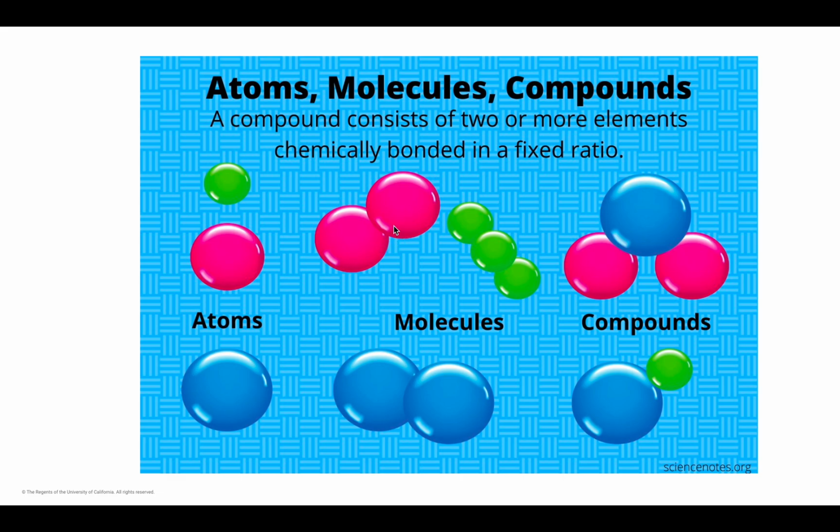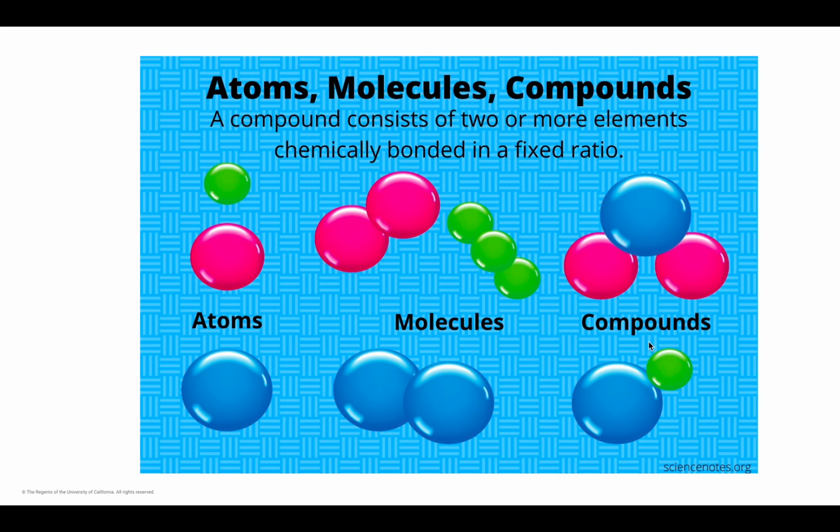So let's say these are oxygen. This would be oxygen, this would be oxygen. This is chlorine, this is chlorine, this is chlorine. This is, let's say, carbon, this is carbon, okay? So a molecule is 2 or more of the same element chemically bonded in a fixed ratio. So there's always 2, right?